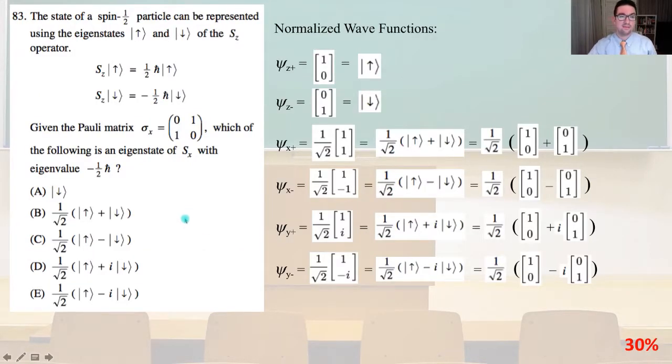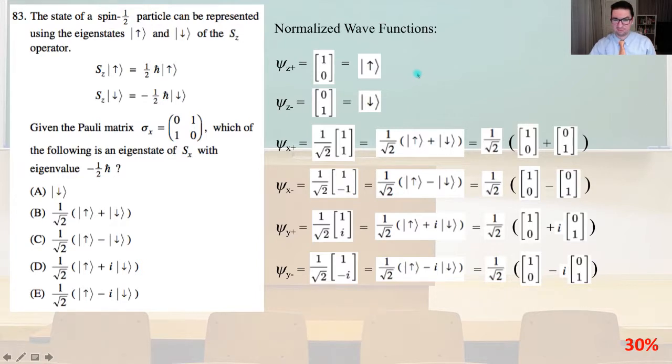Number 83. The state of a spin 1/2 particle can be represented using the eigenstates spin up and spin down of the Sz operator. So Sz up equals 1/2 ħ up, Sz down equals minus 1/2 ħ down. Given the Pauli matrix sigma x equals [0, 1; 1, 0], which of the following is an eigenstate of Sx with the eigenvalue minus 1/2 ħ?